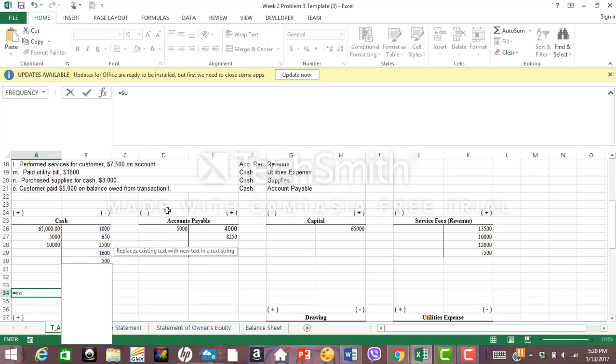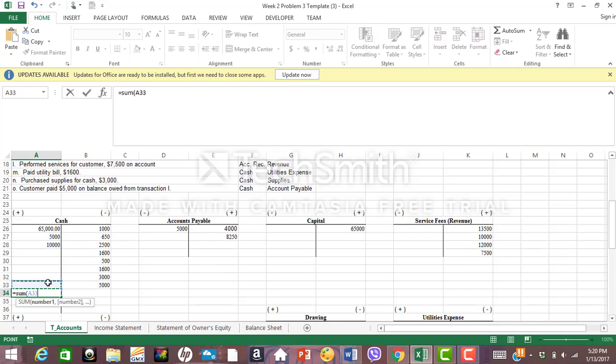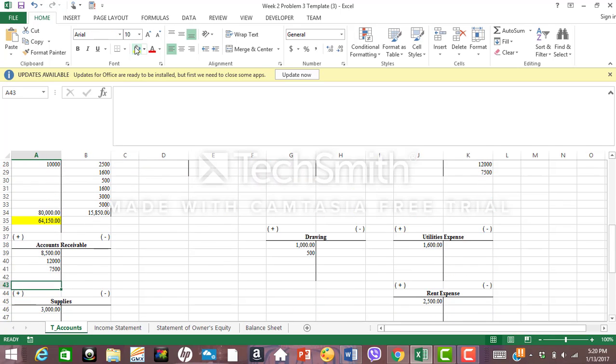Let's foot the balance, which is the sum of all of these, and then the sum of all of these, and then the balance under assets is your debits minus your credits. So your balance is $64,150. And then for accounts receivable, it would be 0 on this side. So technically, your balance is $28,000.